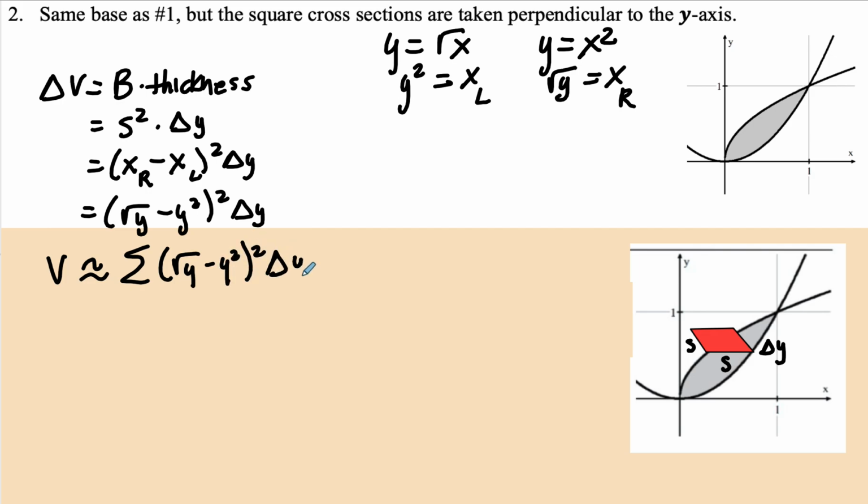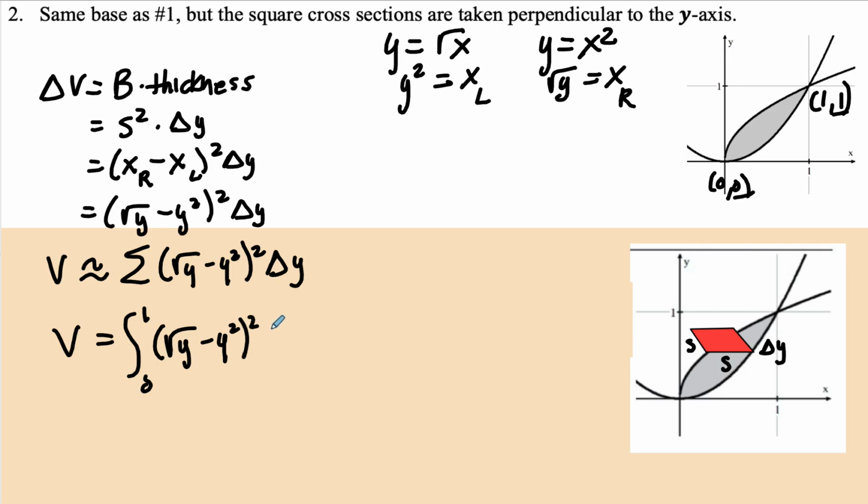And then to find the actual volume, it'll be the definite integral from 0 to 1. Why is it still 0 to 1? Because this point is (0, 0), and this point is (1, 1). I'm now referring to the y-coordinates, and the y-coordinates are the same as the x's in the last problem. So, the integral of the quantity square root of y minus y squared, quantity squared, dy. And this is how I set up the volume.